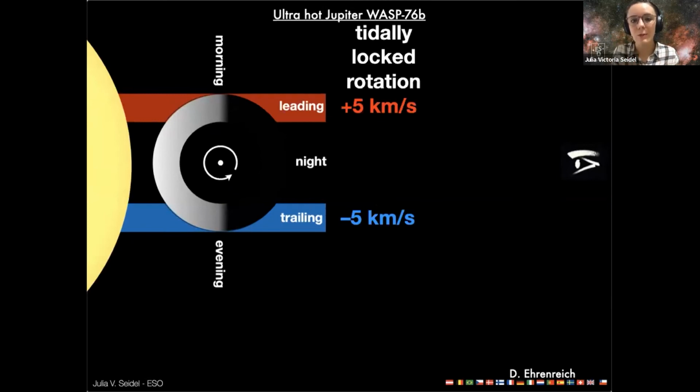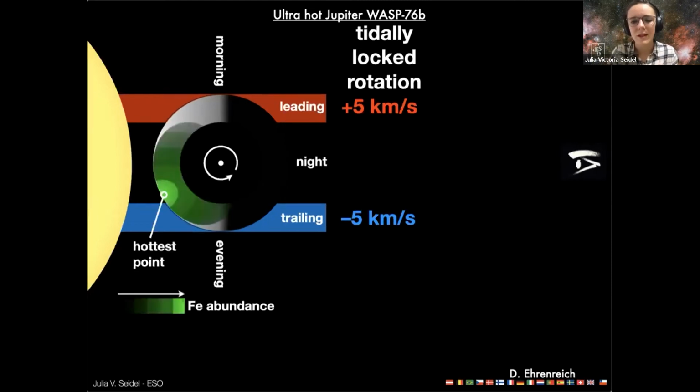And just because WASP-76b is tidally locked, that already leads to a rotation of +5 kilometers per second in Doppler shift for the leading limb and -5 kilometers per second for the trailing limb, which would mean that we would see iron if it were at rest or just moving with the atmosphere at a continuous track starting at -5 kilometers per second to +5 kilometers per second. But we don't see that. We start at 0 and then we move to 10 and we stay there.